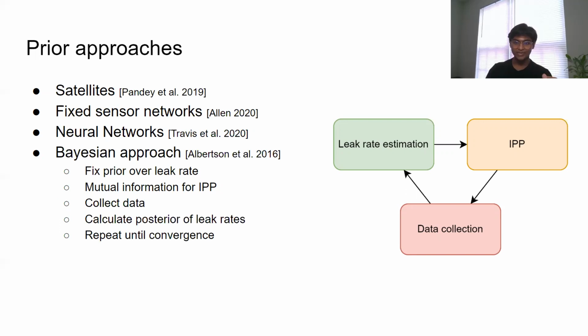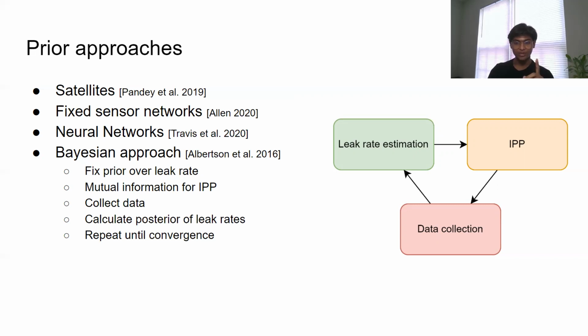The fugitive gas leak rate estimation problem has been addressed before. It was addressed by Pandey et al. with a method where they used satellite data to estimate the gas leaks. Project Astra is another interesting approach where they deployed a fixed sensor network in an oil field. Travis et al. considered a neural network-based approach to predict these leak rates. Finally, Albertson et al. developed a Bayesian approach to leak rate estimation.